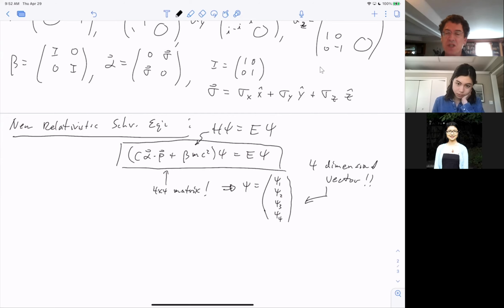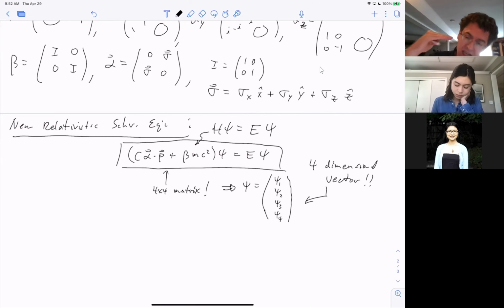Now, I want you to appreciate that when Dirac was doing this, he did not know what that four-dimensional vector is. What do those dimensions represent? What is the physical meaning of those dimensions? I just want to impress upon you that it's not obvious. We're just following the math, and the wave function has to have four dimensions, but what those dimensions physically represent is not obvious, and it was not obvious to Dirac either.